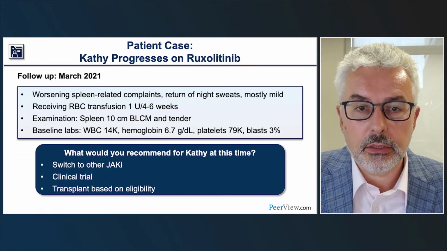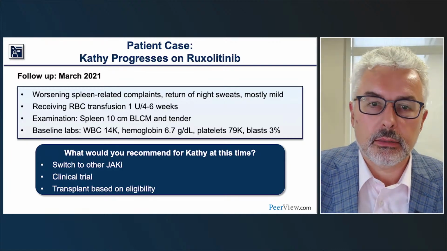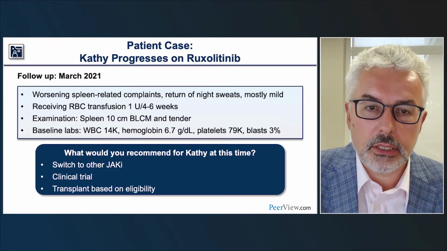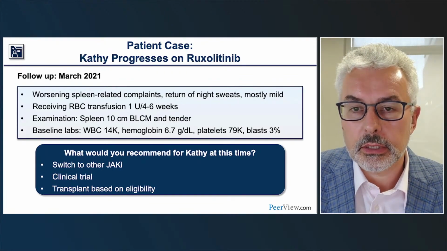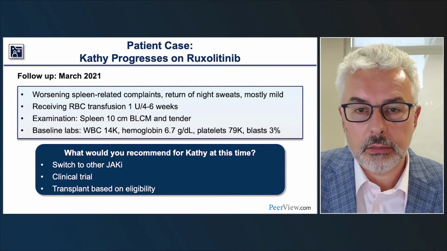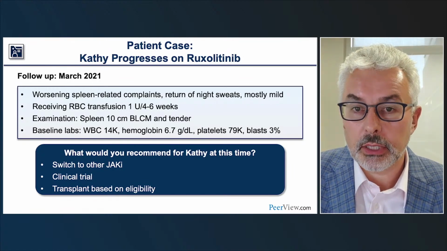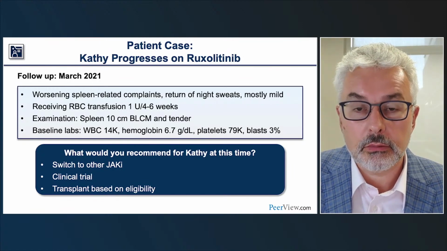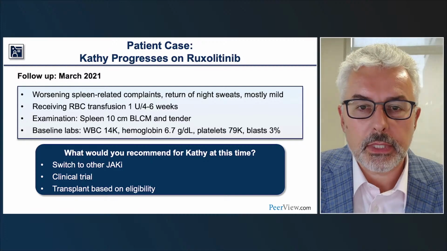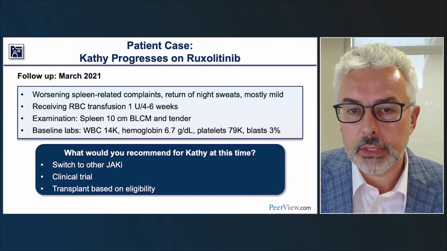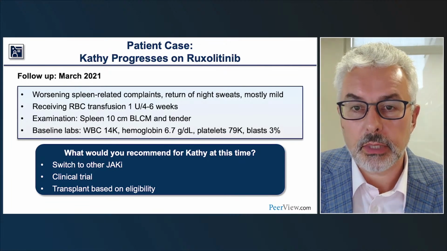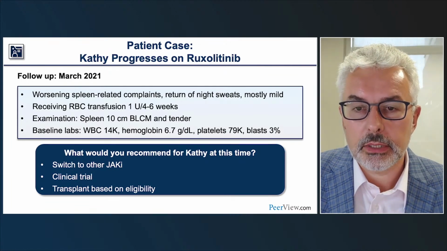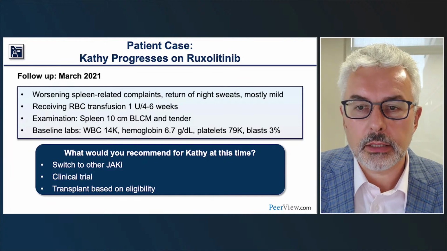Now, moving on to see what happens with Kathy. So after these 3 years, there was a worsening of the spleen, there was a worsening of the quality of life, there was the anemia that you envisioned might happen. Anemia is actually a leading cause of eventually stopping ruxolitinib. And the spleen is now bigger than ever, 10 centimeters, and significantly symptomatic, tender. The hemoglobin is low, platelets are low, white cell count is higher, typical progression of the disease.